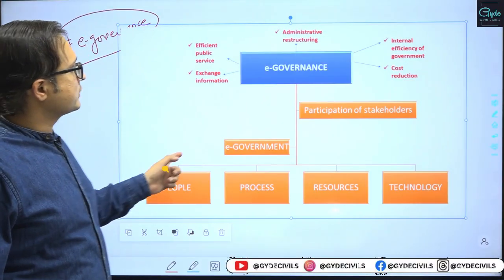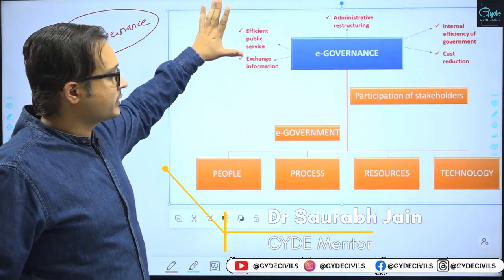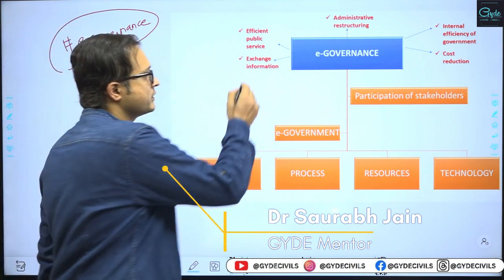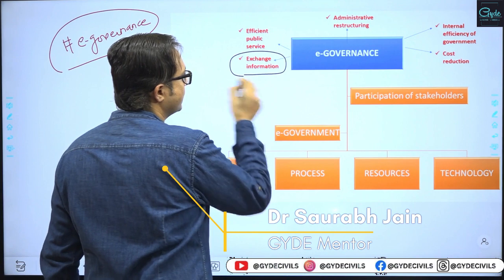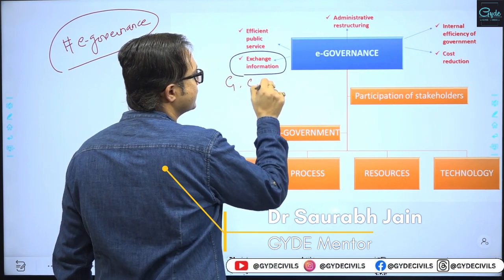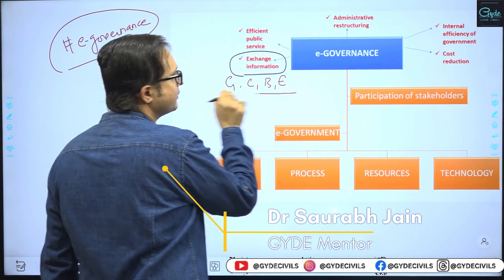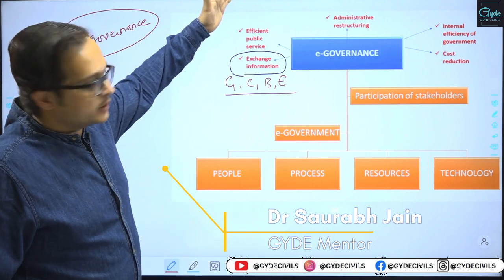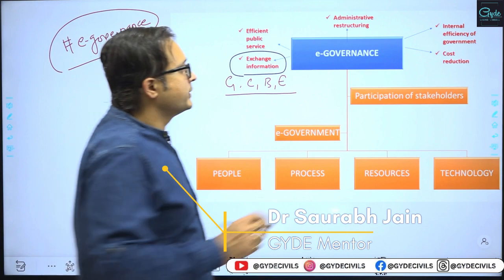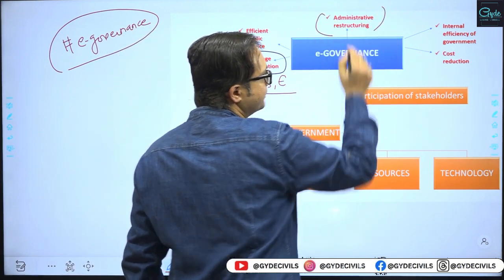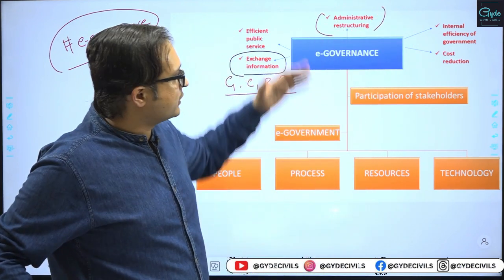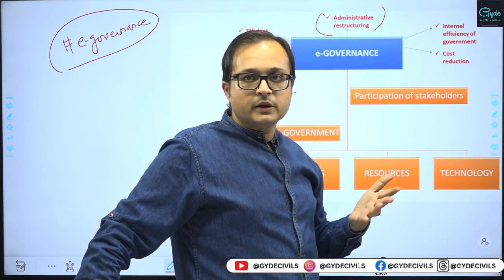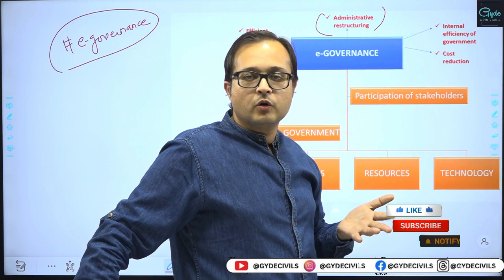It is a structure which has an efficient public service delivery system, right? It exchanges information. This exchange of information is between government, citizens, businesses, employees, all the factors of governance that we look up to, right? It provides efficient delivery also. Then it also helps in administrative restructuring, and it provides the internal efficiency of the government, the administration, or the overall aspect of it.